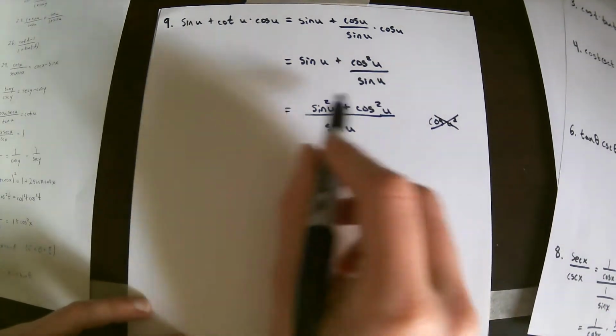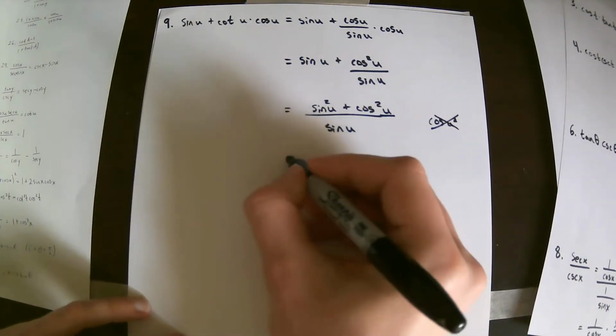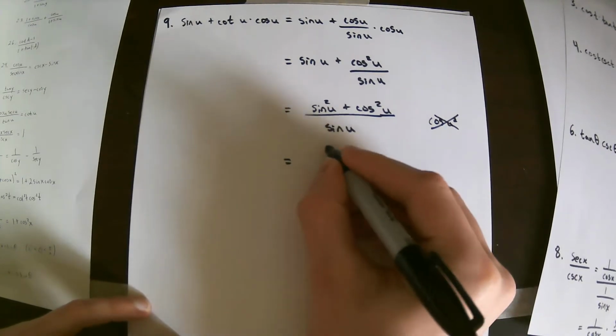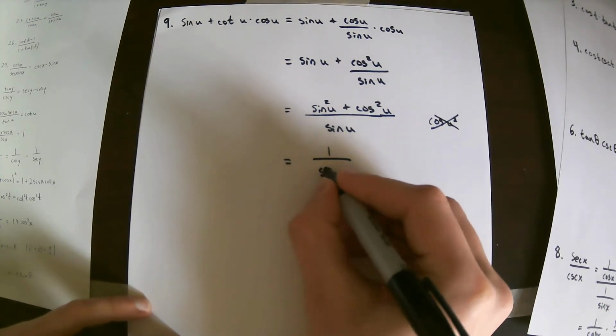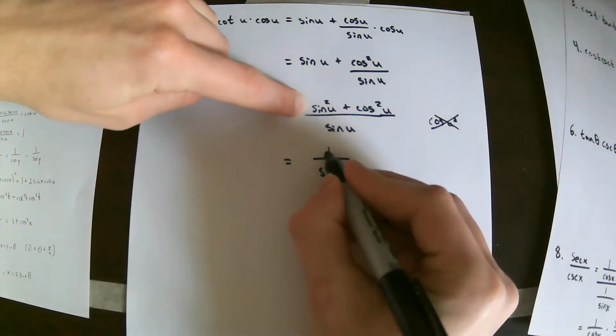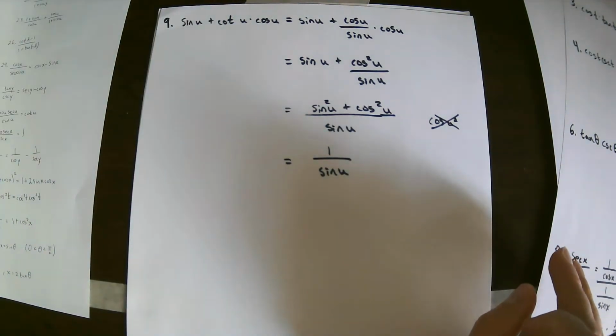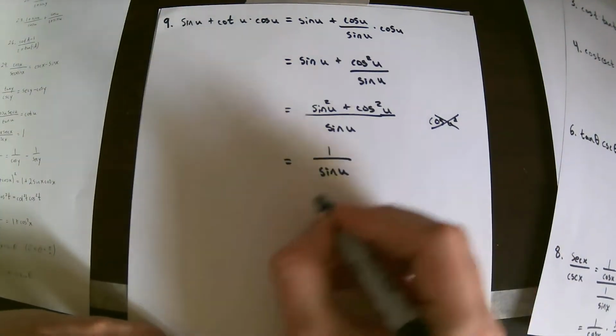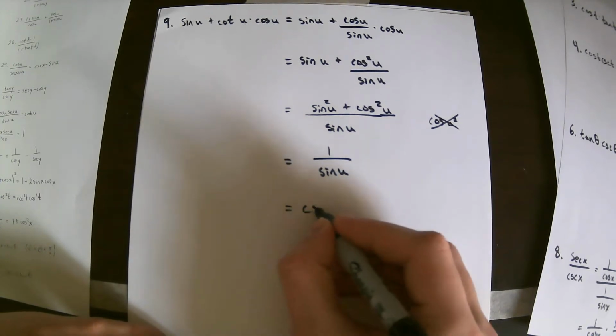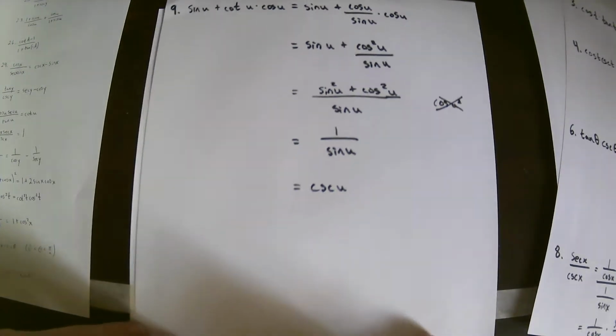Okay, but now this is a Pythagorean identity, right? Sine squared plus cosine squared is just 1 over, or well, the top is just 1 by the Pythagorean identities, and then 1 over sine is just cosecant of u. Alright.